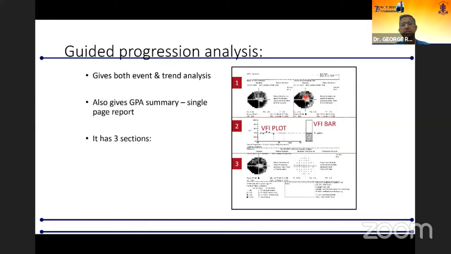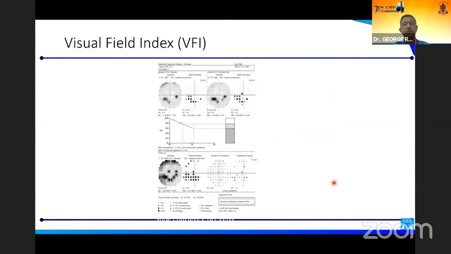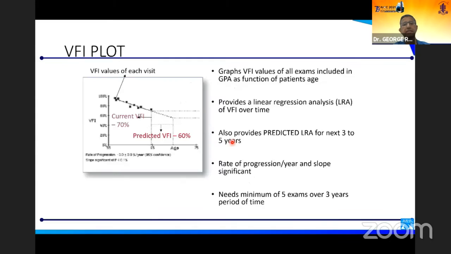You would have the 2 baseline tests there. You would have a VFI plot there and a VFI bar here. And the third section is where you will have the event analysis. And this is what a printout would look like for somebody with progressing disease.